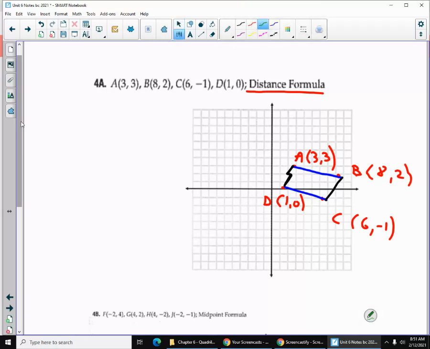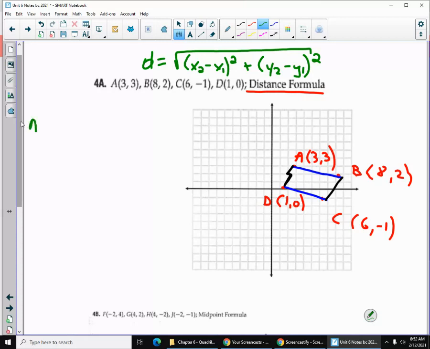First of all, before we actually do this, let's recall the distance formula. The distance formula would be the square root of (x sub 2 minus x sub 1) to the second power plus (y sub 2 minus y sub 1) to the second power. In other words, you can think about the Pythagorean theorem. X2 minus x1 is your run, and y2 minus y1 is your rise. So let's talk about segment AB first.